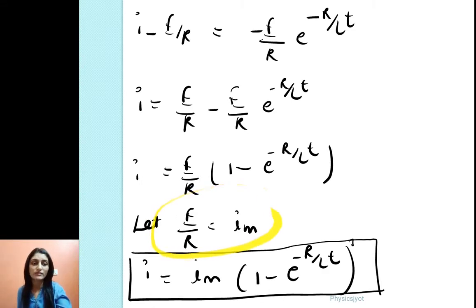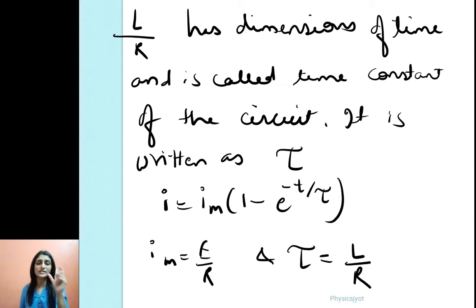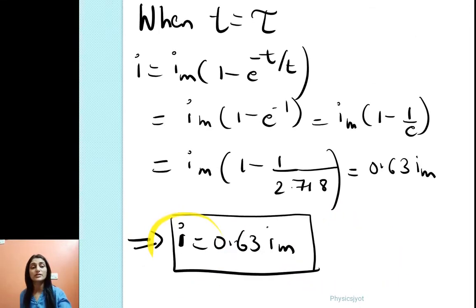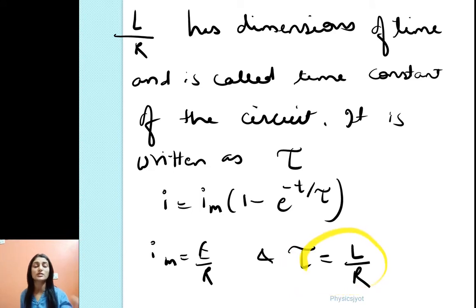So E upon R gives the Im, that is the maximum current. So I equals Im (1 minus e raised to minus R upon L into T). Now this term L upon R has dimensions of time and is called the time constant of the LR circuit. It is written as tau, and suppose I write I equals Im (1 minus e raised to minus T upon tau), where we have Im equals E upon R and tau equals L by R. You have to remember this because this is very important for solving problems.